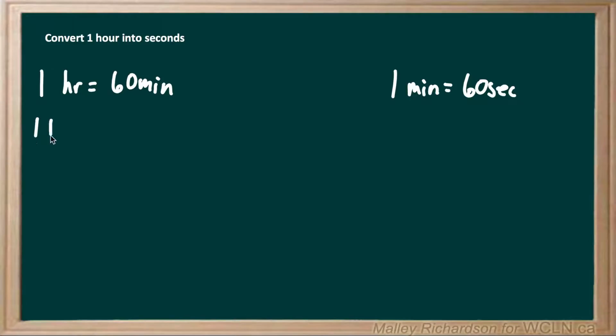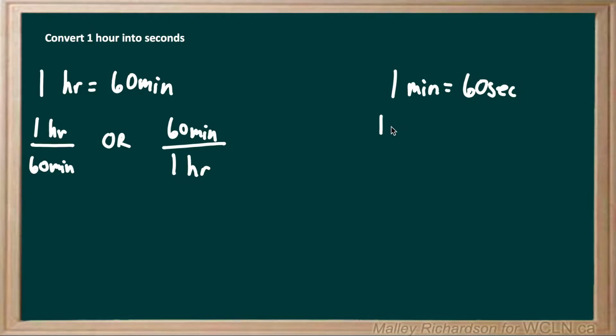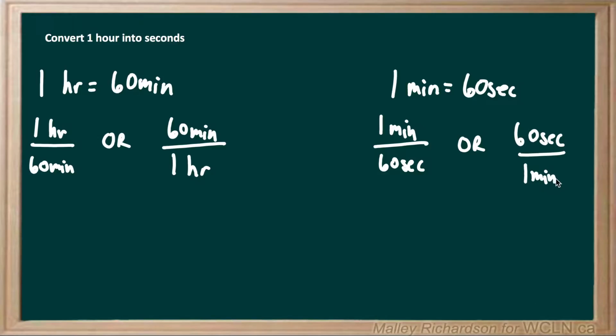So we can either have 1 hour for every 60 minutes, or we can have 60 minutes over 1 hour. And then for our relationship between minutes and seconds, we can have 1 minute over 60 seconds, or we can also have 60 seconds over 1 minute. So now that we have our series of conversion factors, we can answer a question.